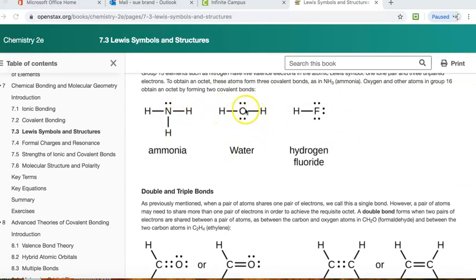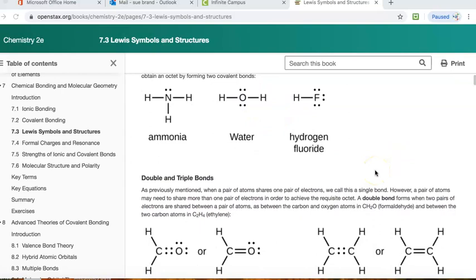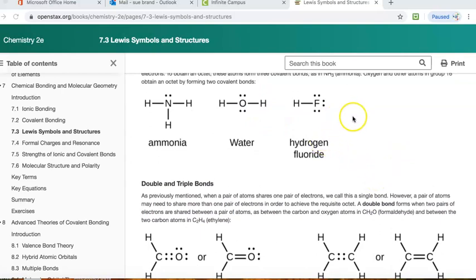Here we see water, where oxygen is in the center. Oxygen has 6 valence electrons, so it has 2 that are shared with hydrogen, and then it has 2 lone pairs. Okay, so that makes 6. And then all around oxygen you have 8, 2, 4, 6, 8 electrons, and then you have 2 around each hydrogen atom. Hydrogen fluoride, also known as hydrofluoric acid. Fluorine has 7, so you see 2, 4, 6, 7, and then there's 1 here from hydrogen. So there's 8 total around fluorine, and then hydrogen has 2.